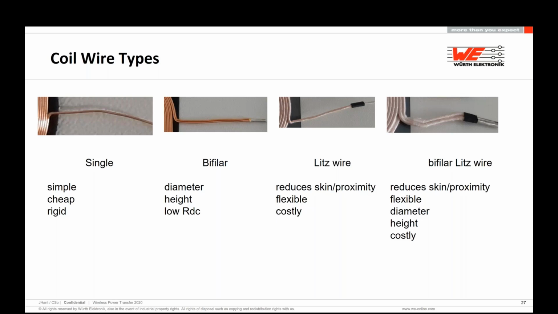You are winding a Litz wire bifilar. This is the same as before. It reduces the skin and proximity effects. It's more flexible, and the diameter is also lower and the height is lower, but it's more or less double in the costs.